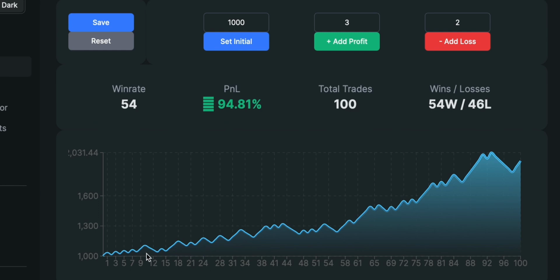So we see the account growth is really consistent. We took off right away and we didn't have any serious drawdowns. We did have like 5 losses in a row, somewhere right there. But we also had some good winning streaks as well.